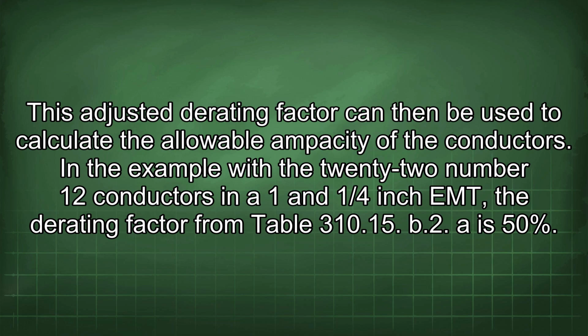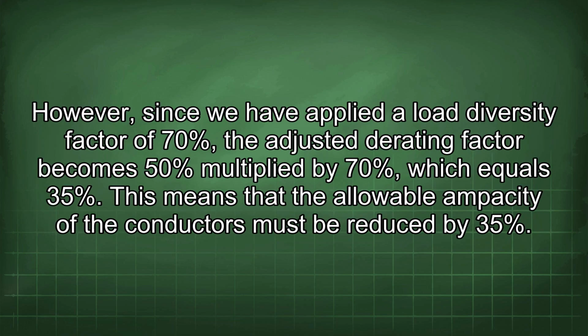In the example with the 22 number 12 conductors in a 1 and 1/4 inch EMT, the Derating factor from Table 310.15 B2 is 50%. However, since we have applied a load diversity factor of 70%, the adjusted Derating factor becomes 50% multiplied by 70%, which equals 35%. This means that the allowable ampacity of the conductors must be reduced by 35%.